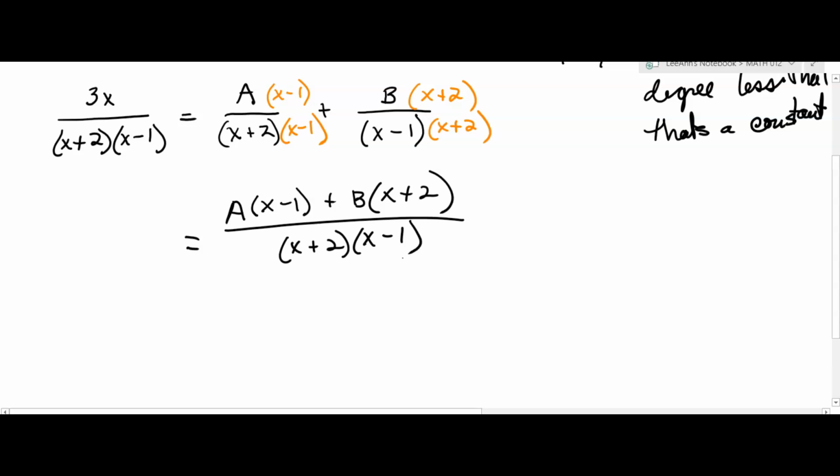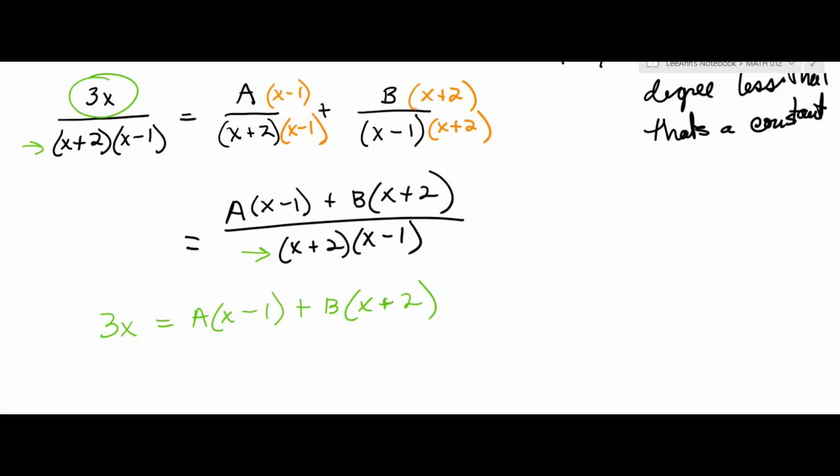So now what we're trying to do, we've got the denominator, right? That looks like x plus 2, x minus 1. So now what we're going to say is 3x has to equal A times (x minus 1) plus B times (x plus 2). Okay, and so we don't really have to worry about the denominators now. We got the denominators the same. What we're doing is we're setting the numerators equal to each other.